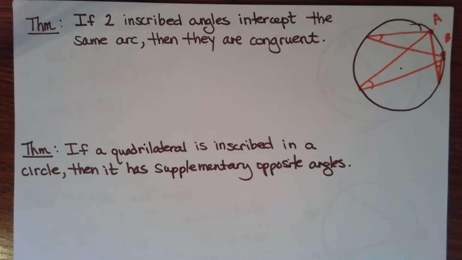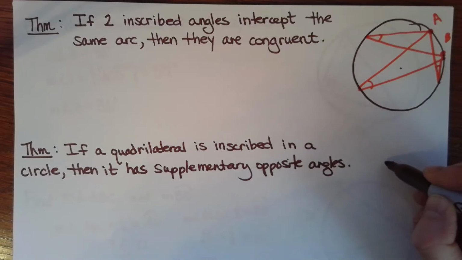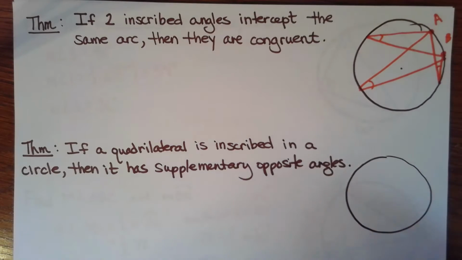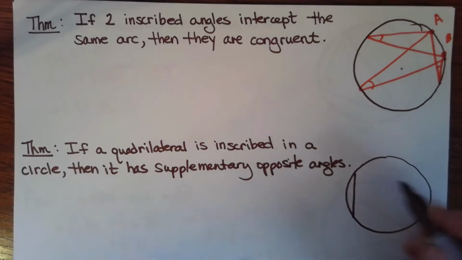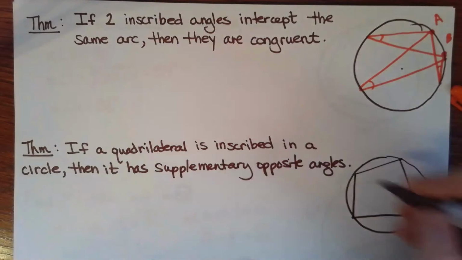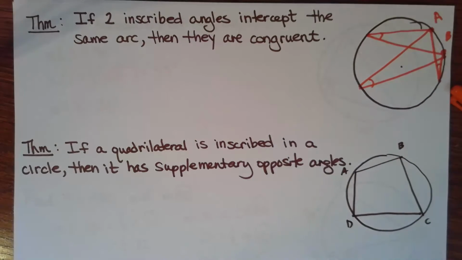The next one is worthy of proof. It's not quite as easy. You might be able to see it, but we're still going to go ahead and prove it. In this one, we have a quadrilateral that's inscribed in a circle. So let me draw a random quadrilateral, and I'll call it A, B, C, D. It's inscribed in a circle, so all of its vertices lie on the circle. And if that's true, then it has supplementary opposite angles.